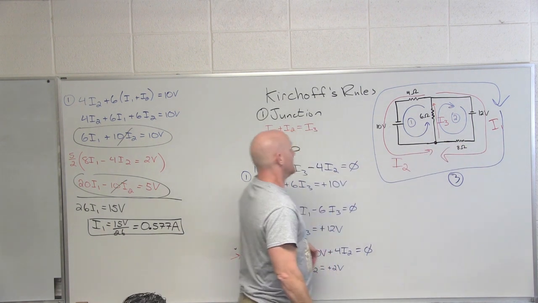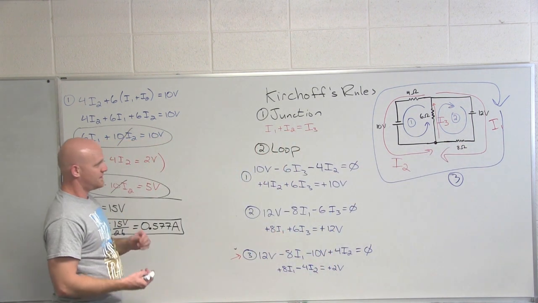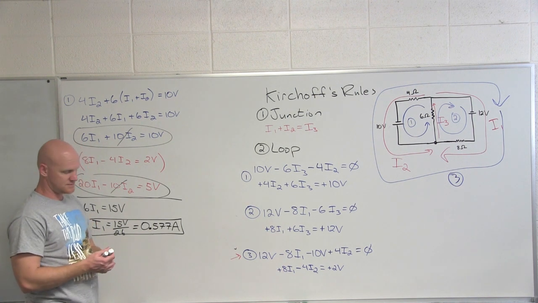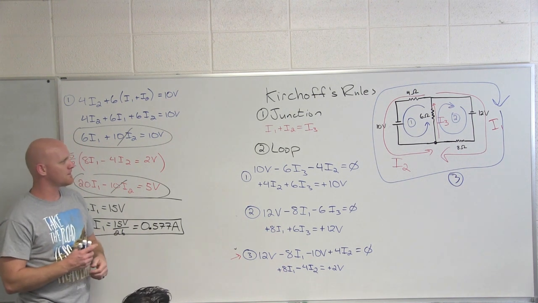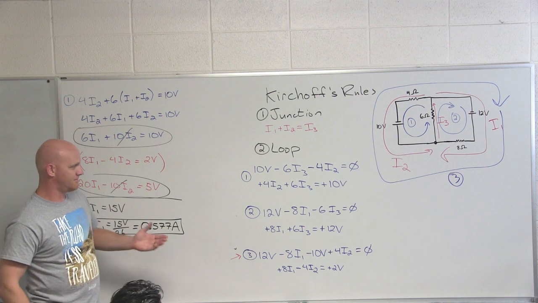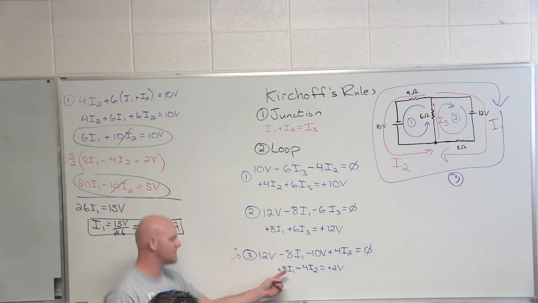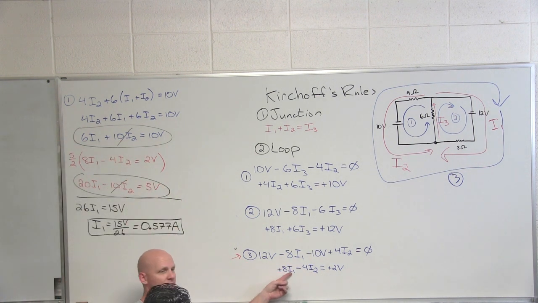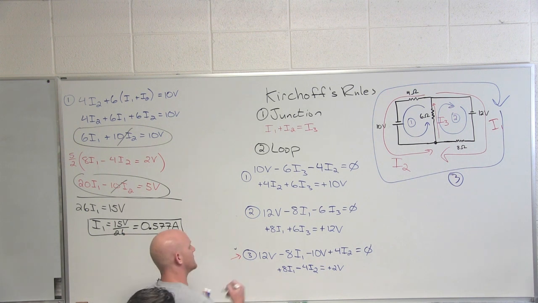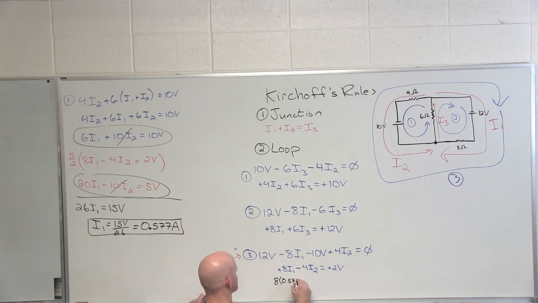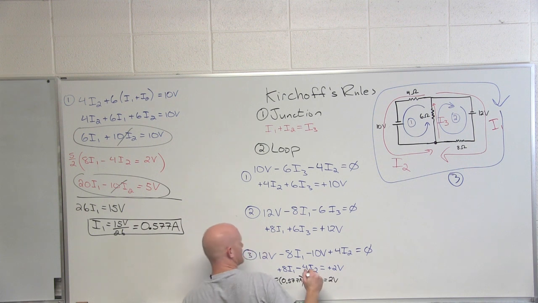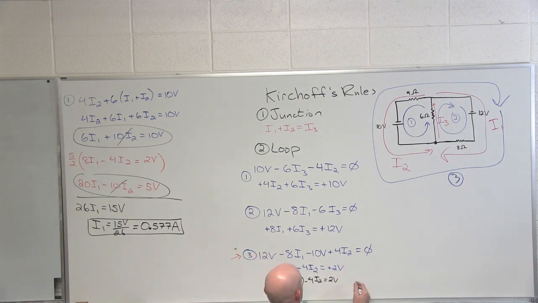Okay. Now that I have I1, now what do I do? You plug it into the one that has an I2. Yeah. I1 and I2. Cool. So this one's got both I1 and I2. So I'll just take and plug in I1 right there. And we'll get 8 times 0.577 amps minus 4 I2 equals 2 volts. Now let's see what this gives us for I2.